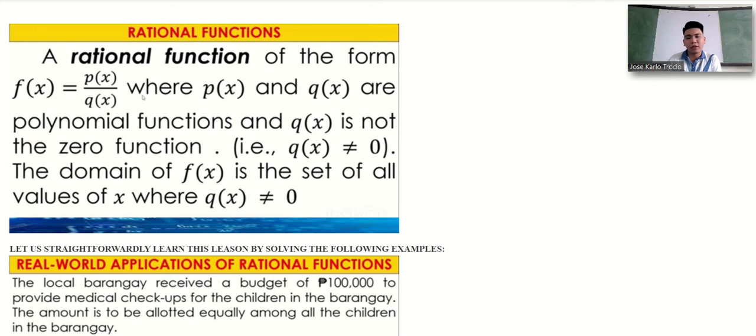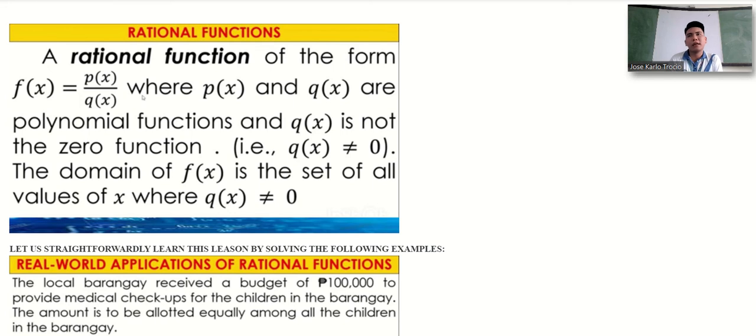Especially the denominator. The domain of f of x is the set of all values of x where q of x, which is the denominator, is not equal to 0. This is the thing that you need to be mindful of when you are looking at a rational function.